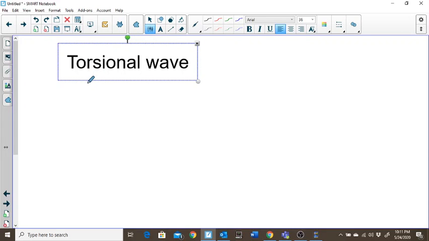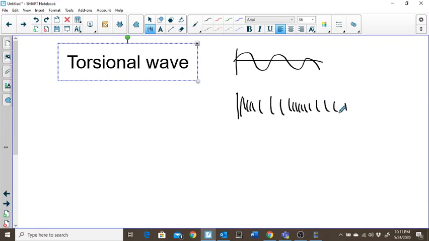Books never talk about torsional waves. They always talk about transverse waves, or they'll talk about compression waves. They never talk about torsional waves. But hey, torsional waves. Torsion means twisting. And here again, we can have twisting that happens within springs, within mediums, and so on.